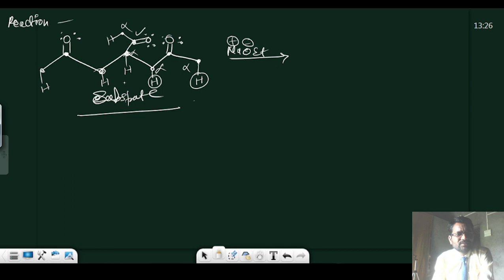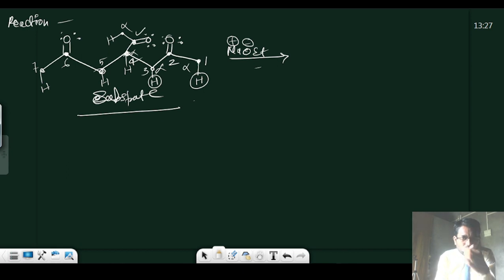So the problem is that when we provide this sodium ethoxide, from which side will this base take the proton? This is the big question. Let us suppose this is carbon number 1, 2, 3, 4, 5, 6, 7.